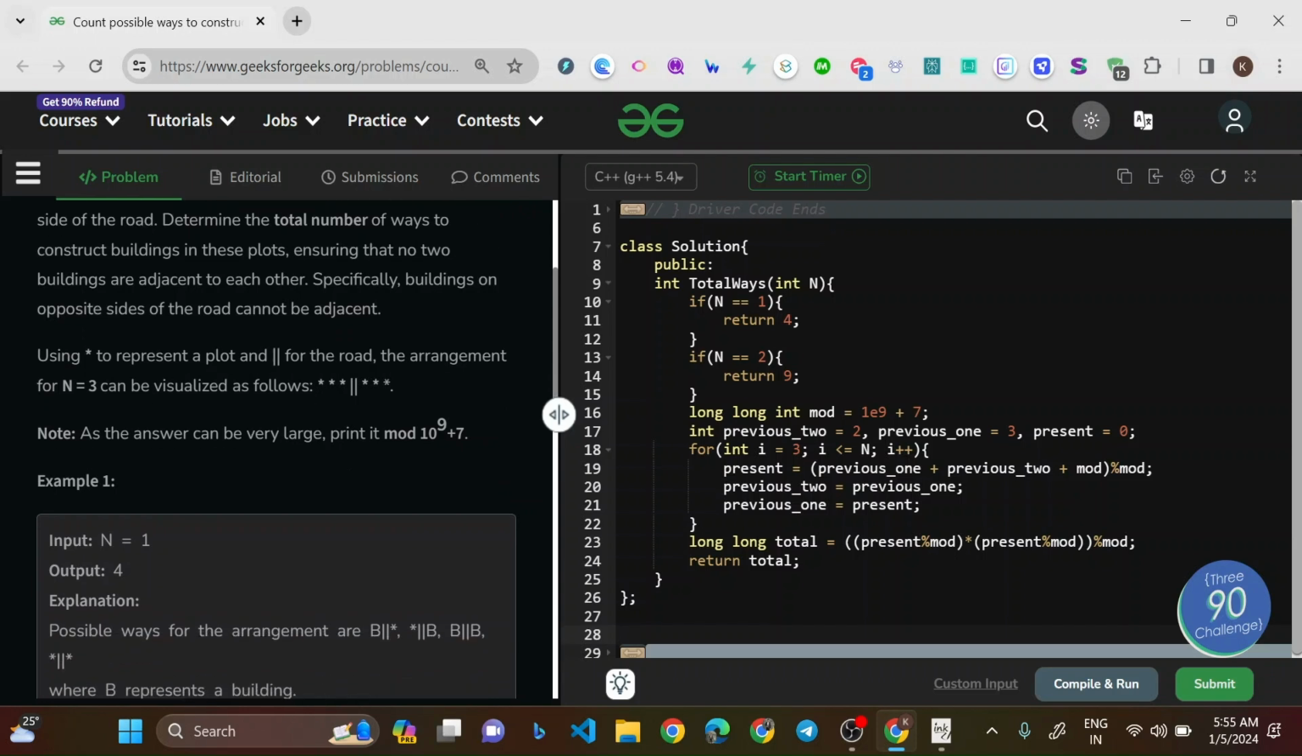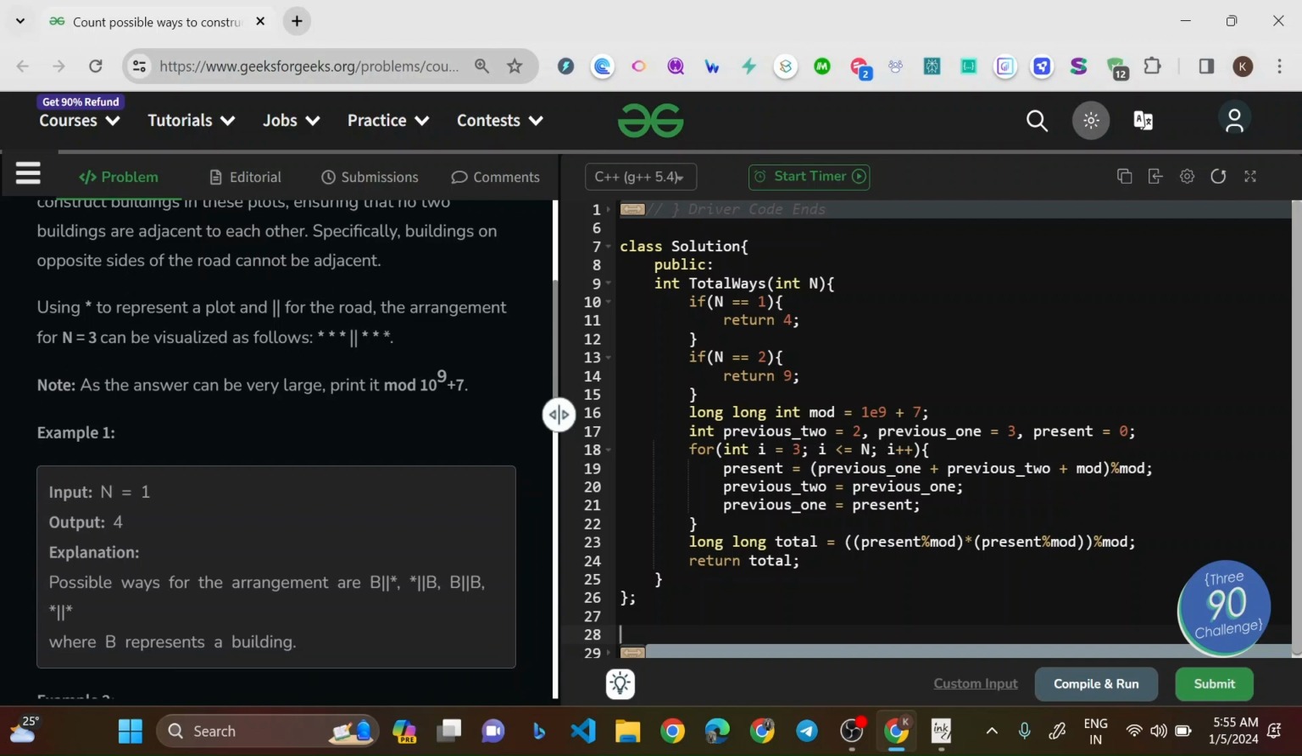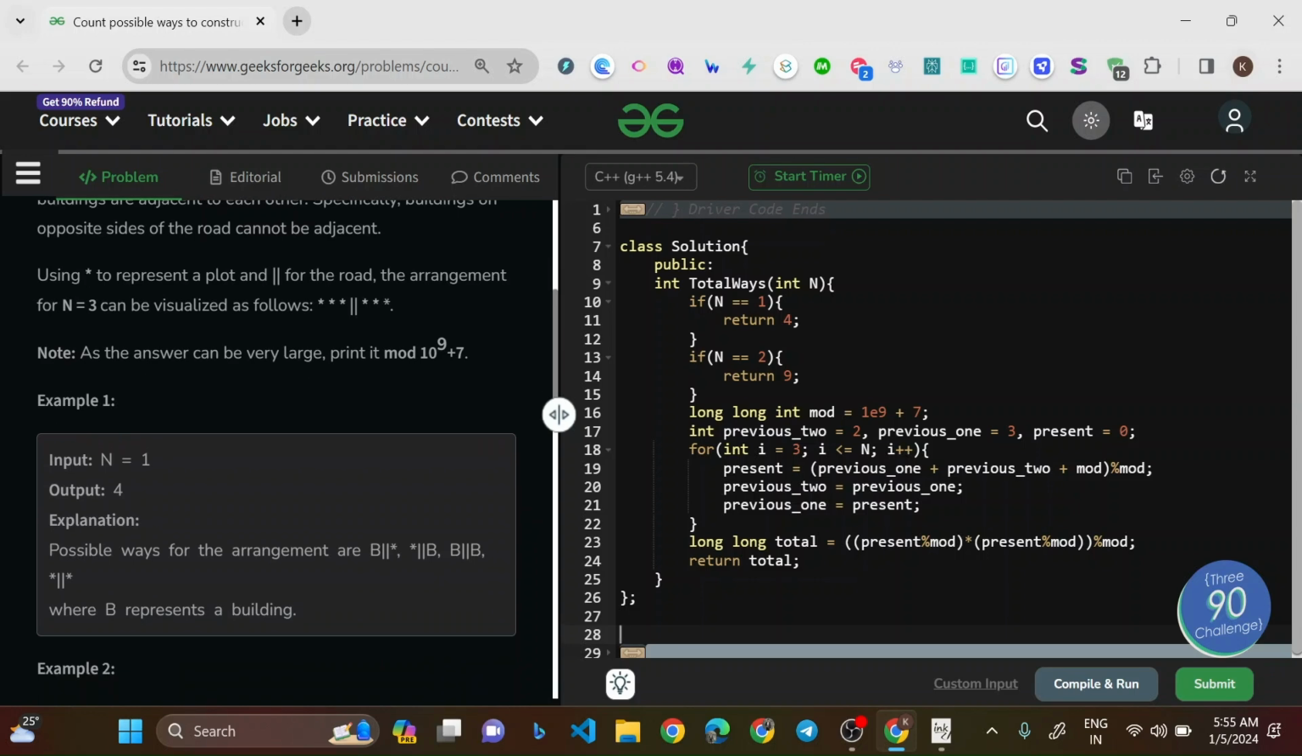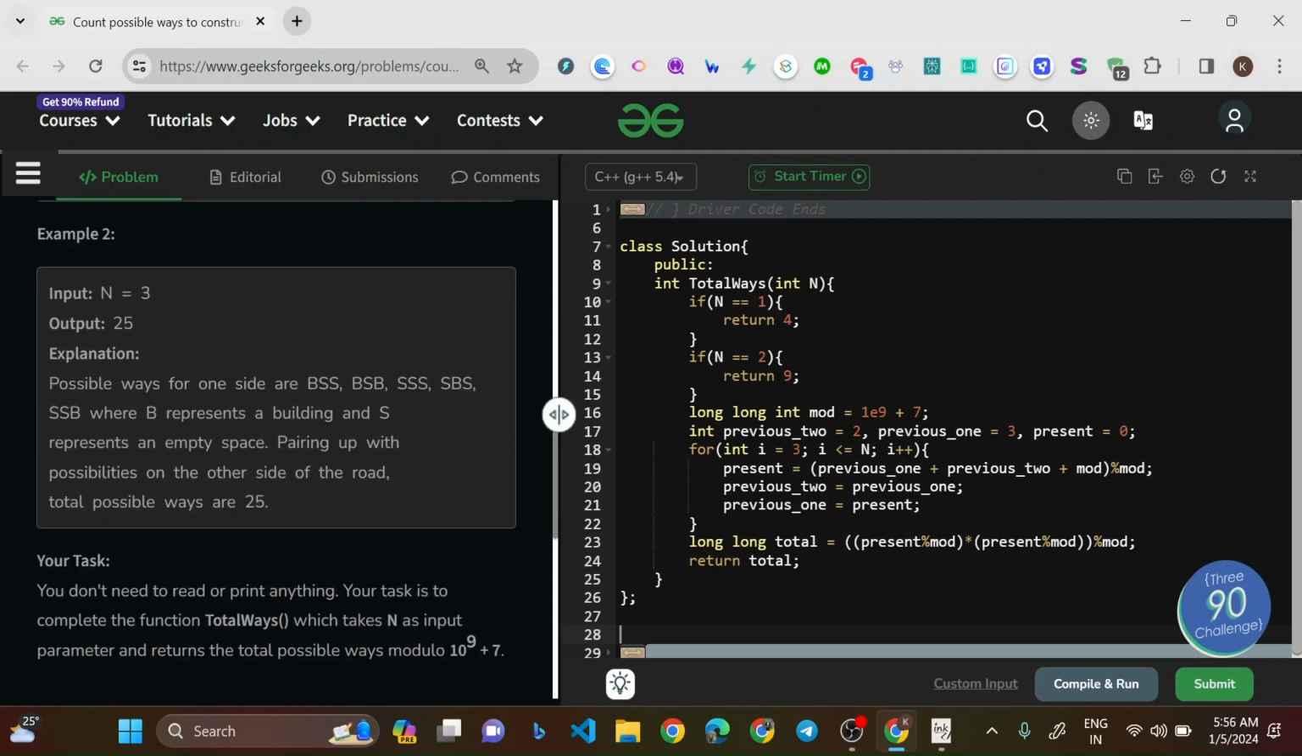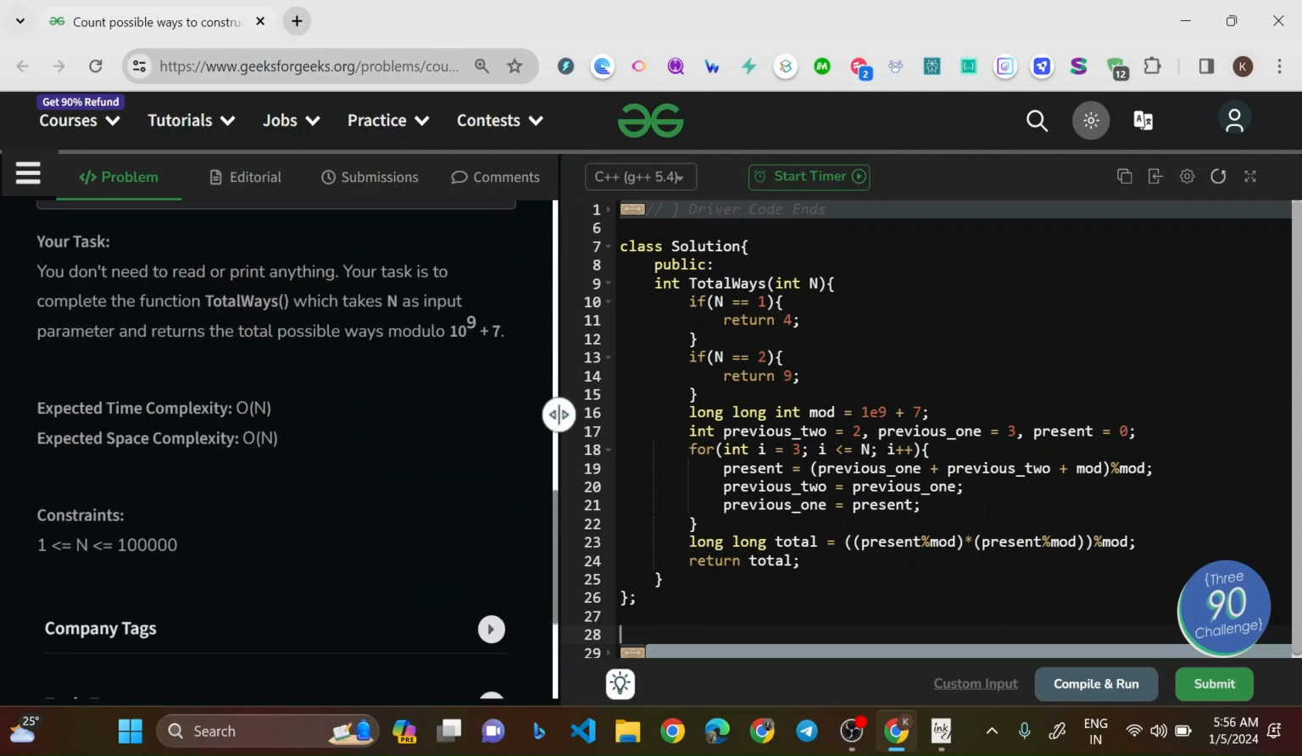Okay, so using star to represent a plot and two straight lines, or you can say mod, for the road, the arrangement for n equal to 3 can be visualized as follows. Okay, so there is a road in between and there are three plots on either side. As the answer can be very large, print it mod 10 power 9 plus 7. So these are some examples given. We'll go through it. And expected time complexity is O of n and space is O of n.